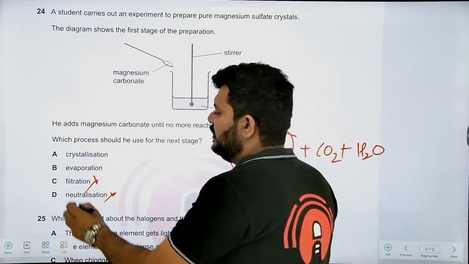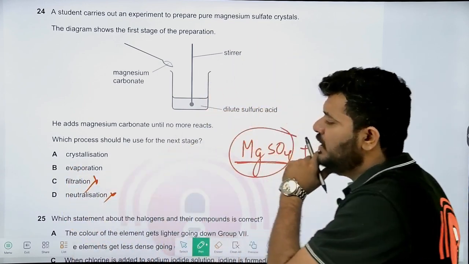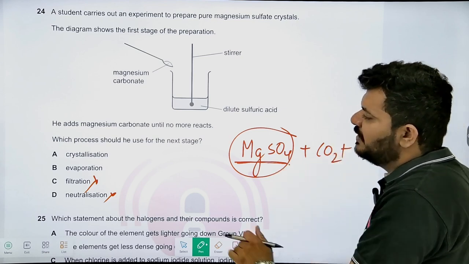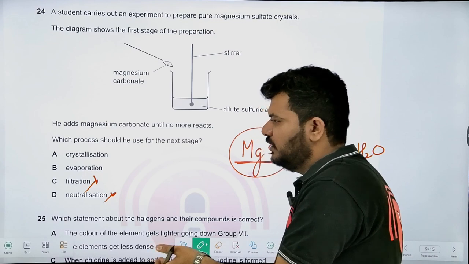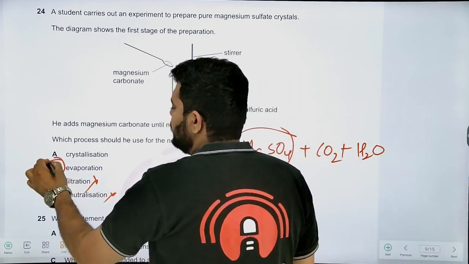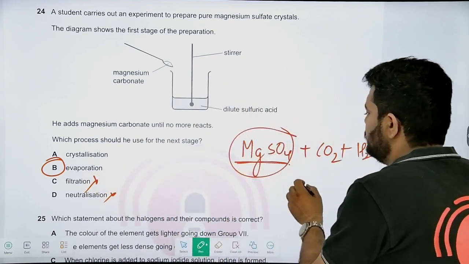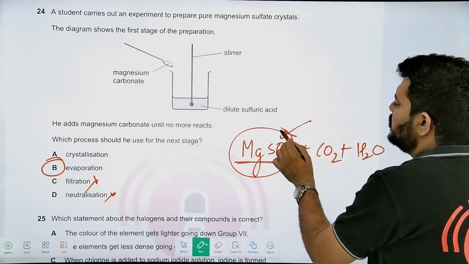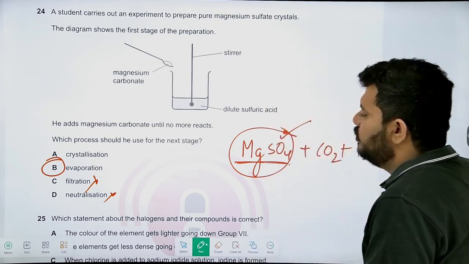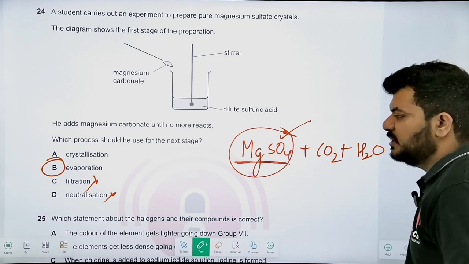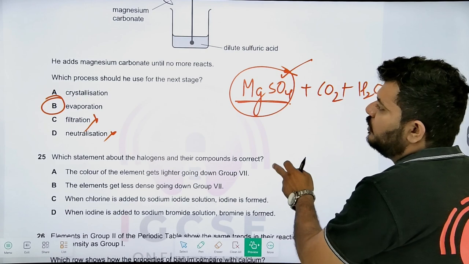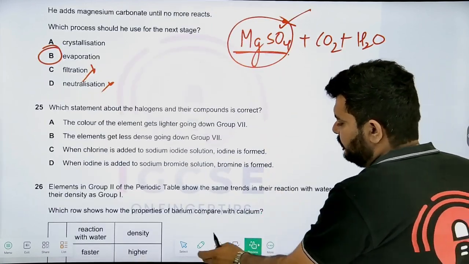Okay, I think the next process should be evaporation, and then we should wash and dry the crystals, right? So evaporation will have magnesium sulfate left behind. This magnesium sulfate can be washed and then dried clean to get pure magnesium sulfate crystals. Because it does not form a hydrated salt, you can use evaporation.